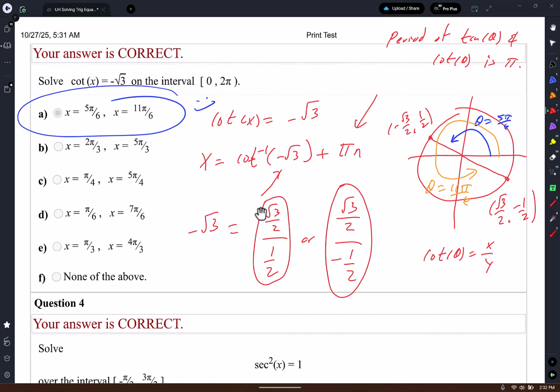What's the point in having 2 pi n? Because sometimes, what if this would have been 4 pi? Then you would have kept going. In this case, you don't even need to calculate 11 pi over 6. You could have just taken the 5 pi over 6 and added pi, and you would have gotten the 11 pi over 6. The whole point is to keep adding pi within my domain. So if I would have had a 4 pi like that, I would have kept going. Plus pi, plus pi. You know what I mean?